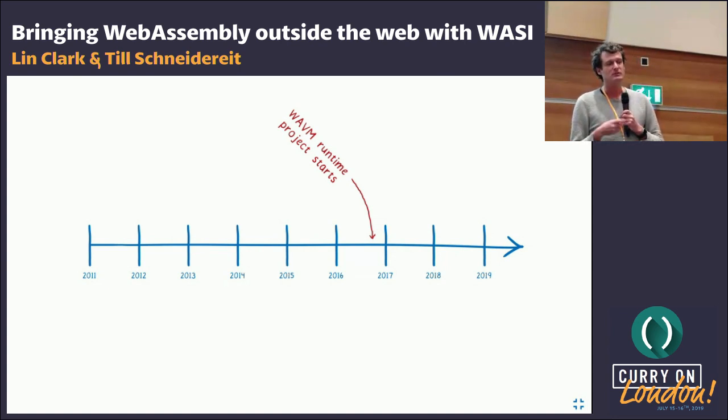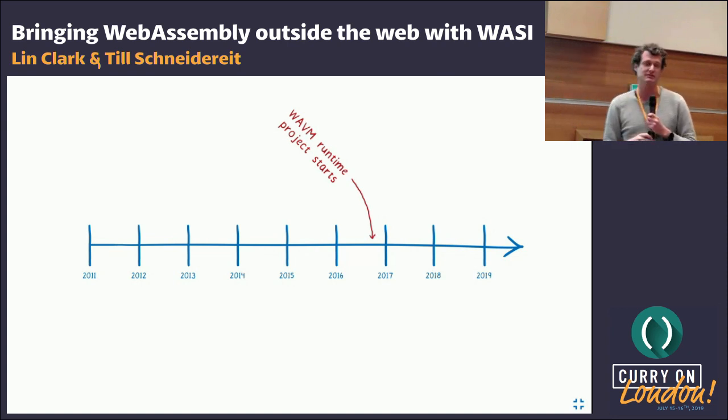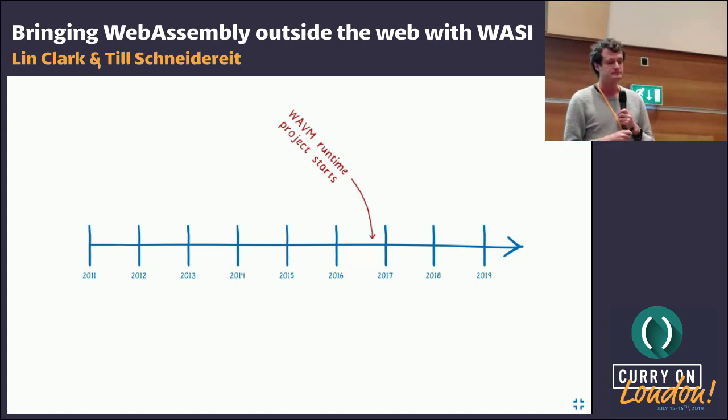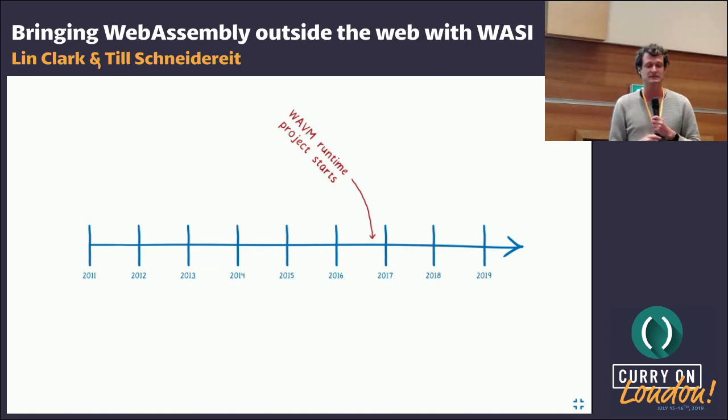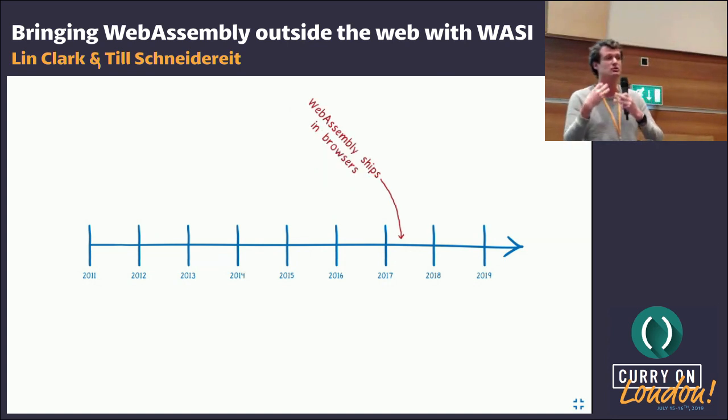2016 is also when we first started seeing people play around with WebAssembly outside of the browser. This is when we saw the WAVM runtime project start that was based on LLVM. I know this was a year before even stable support shipped in browsers. So a lot of things were still missing. This is still very much an emergent ecosystem.